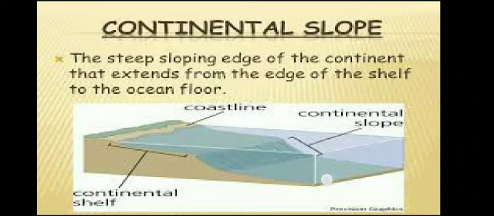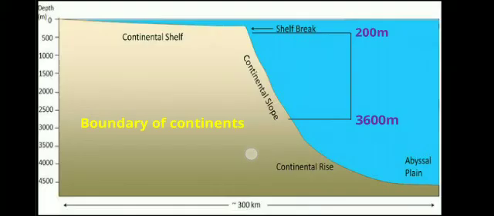We can see in this image the coastline of the ocean. After the coastline, we can observe the continental shelf, and when the continental shelf is over, the continental slope will start. The depth of the slope is from 200 meters to 3600 meters on the oceanic floor. We can see the depth of the continental slope in this image. It starts from 200 meters and goes down to 3600 meters on the ocean floor.